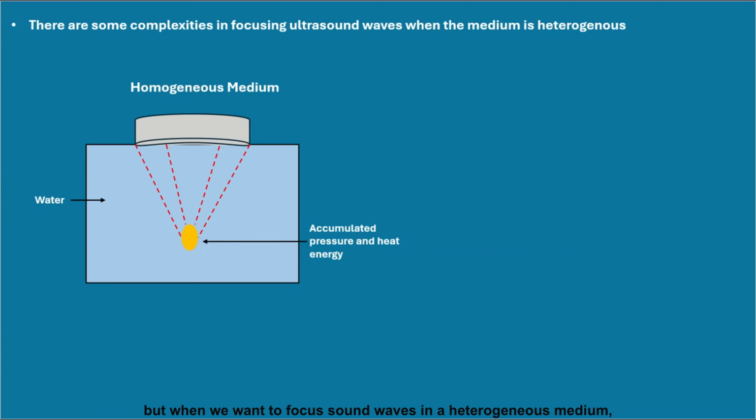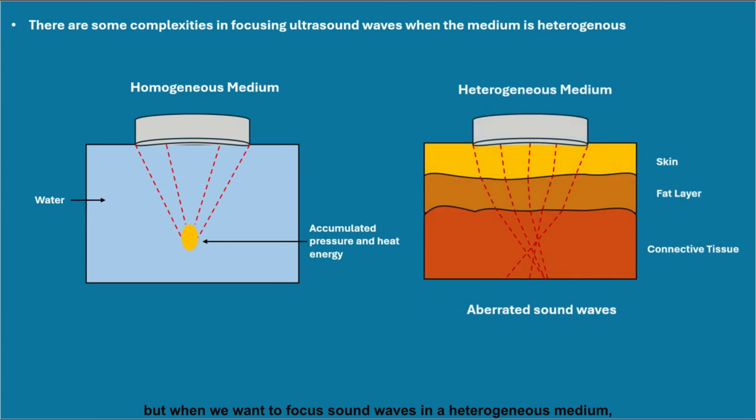But when we want to focus sound waves in a heterogeneous medium, in this case, consider a block of muscle that consists of skin, fat, and connective tissue, the sound waves become aberrated in the different layers and lose their focus. The primary reason behind that is the different tissue layers in our body have different densities and affect the speed of sound differently, which impacts the traveling pathway of sound waves. For this reason, focusing sound waves inside our body becomes much more difficult.